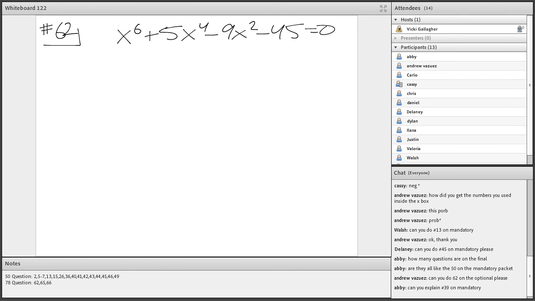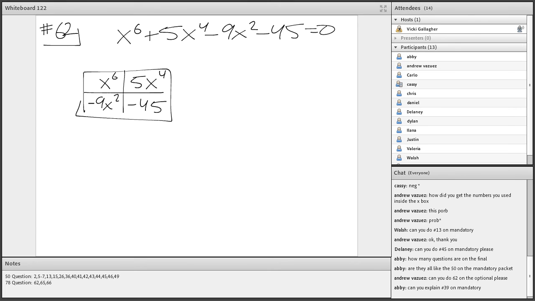Okay, so this one's kind of weird. It's not a trinomial, so I can't do X-box or anything like that. There's no GCF, but it does have 4 terms. My first instinct when I see something with 4 terms is to try to put it in a box and see if that works. So I have x to the 6th, 5x to the 4th, negative 9x squared, and then negative 45.